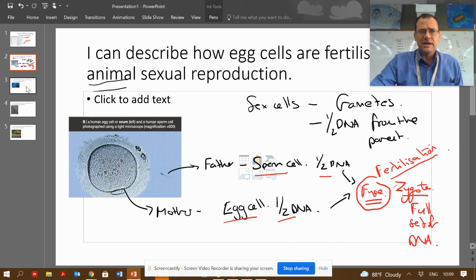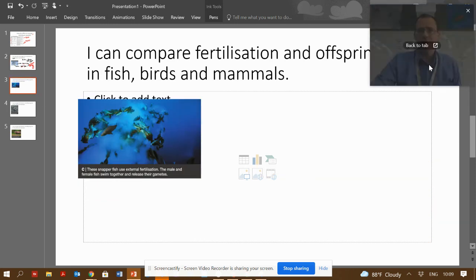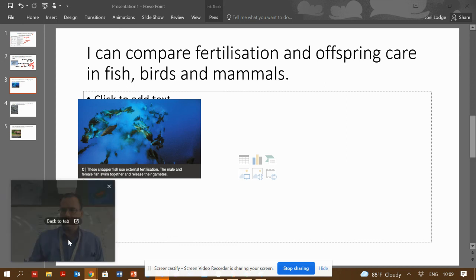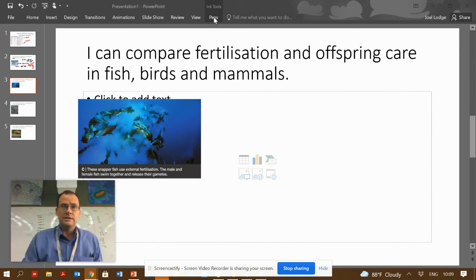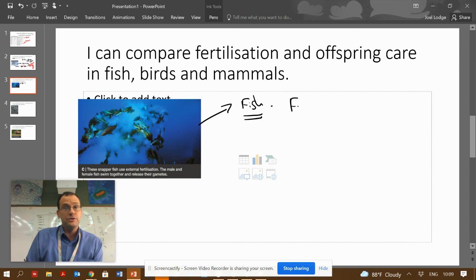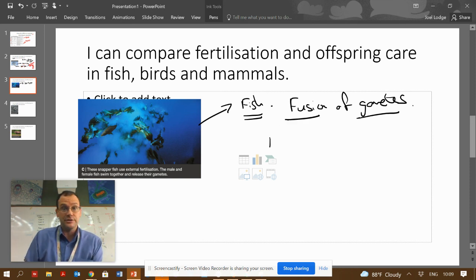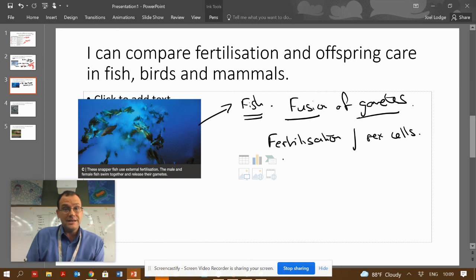Okay, so there's a number of different methods, strategies that are used. We're going to compare fertilization in a number of different species and how they care for their offspring. So we can see these fish here. In fish, fertilization, or the fusion of gametes, gametes being the sex cells, occurs externally, so outside the body.